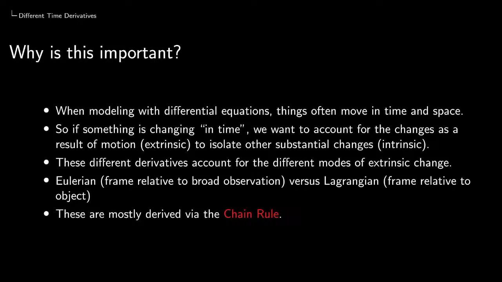They can broadly be thought of in two categories. There's the Eulerian frame, which is a frame relative to a broad observation, versus a Lagrangian frame, which is relative to an object. And a lot of these are derived via the chain rule and accounting for different interactions and changes between the different coordinates.